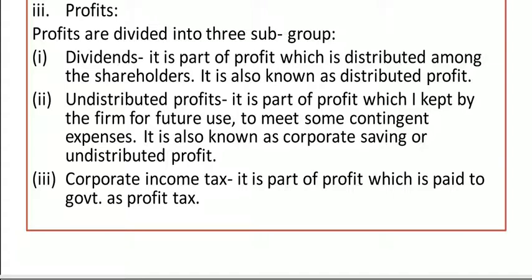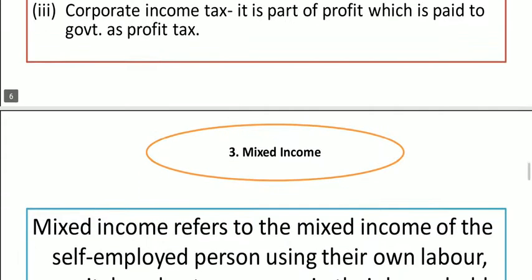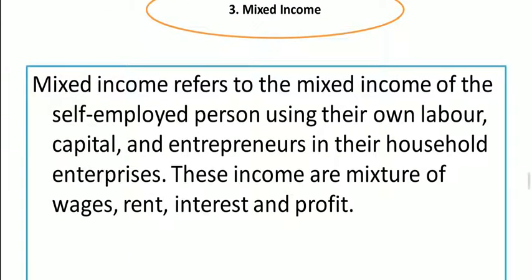So this is the clarity. Then 3, mixed income. Mixed income refers to the income of the self-employed person using their own labor, capital, and entrepreneurship in their household enterprise. This income is a mixture of wages, rent, interest, and profit. This is known as your mixed income.